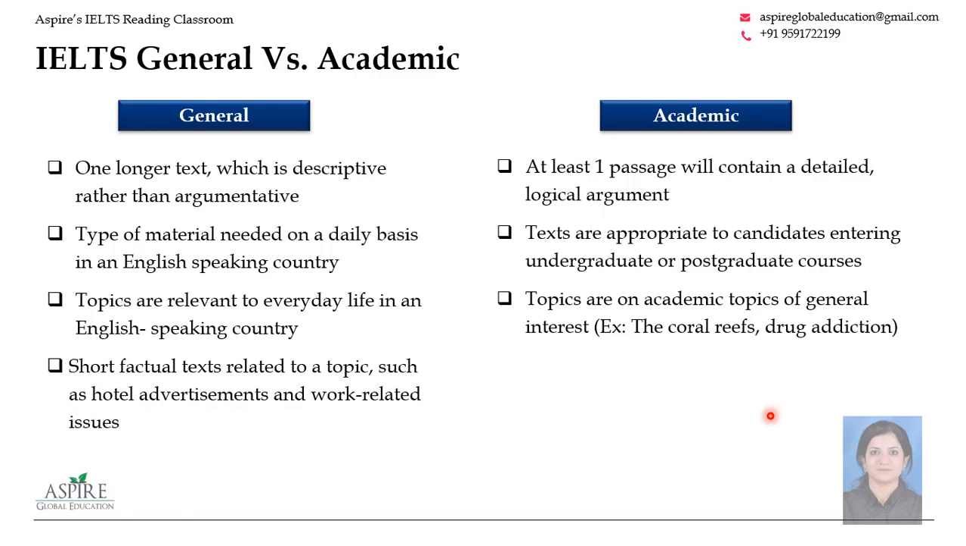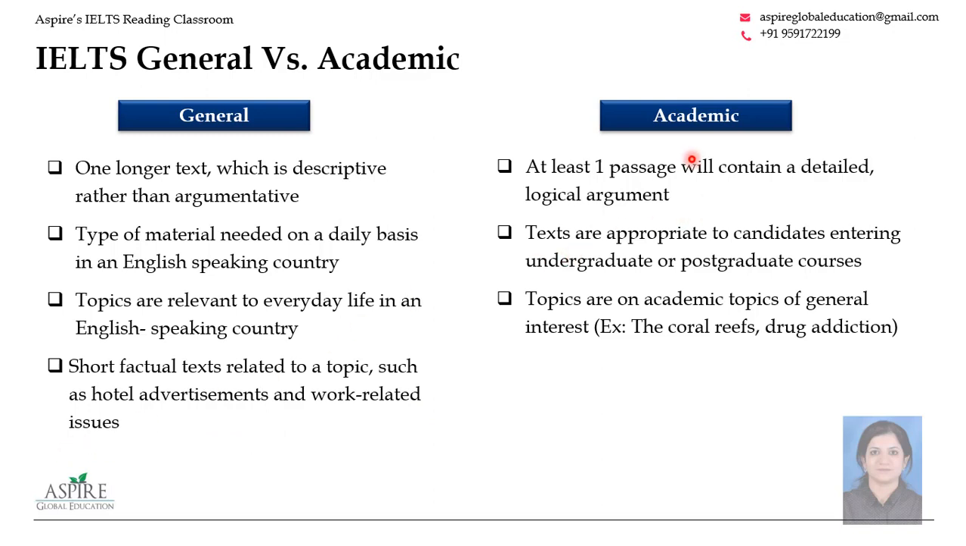Now, what is the difference between general and academic reading? So general reading normally has one long text which is descriptive rather than argumentative. General reading is based on generic topics that you can actually relate with. The topics are relevant to everyday life, and you are easily able to relate with those kinds of topics. They could be based on short factual text related to a topic such as hotel advertisements and work-related issues.